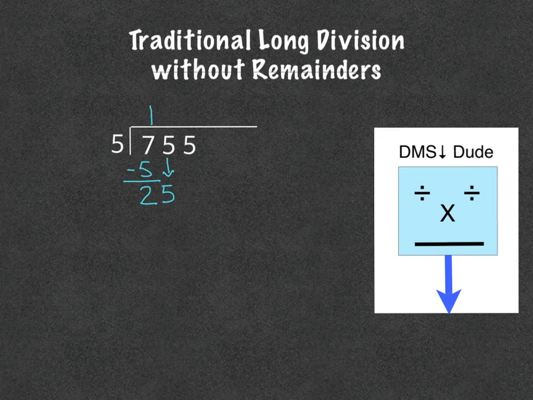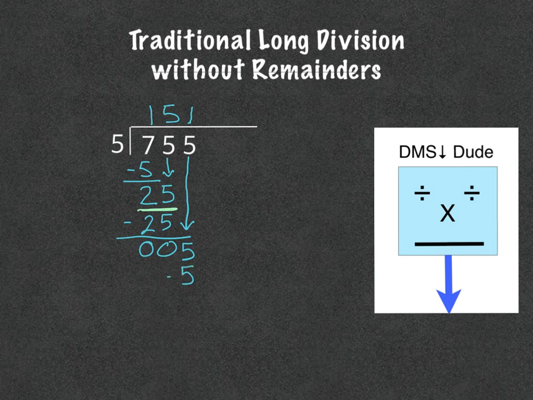Can 5 go into 25? Because remember, we're looking at this entire number here. So 5 going into 25. So yes, it goes in 5 times. Multiply, 5 times 5 would be 25. Subtract, and I get 0. Next, I'm going to bring down my 5. Can 5 go into 5? Yep, 1 time. 1 times 5 is 5. Subtract, and I get 0. So my answer is 151.